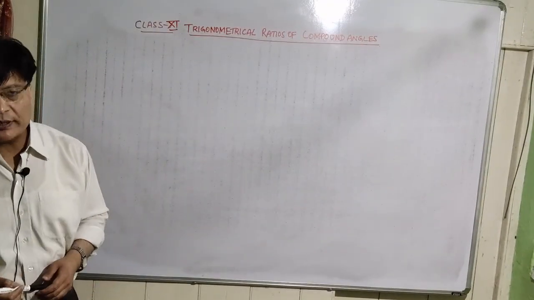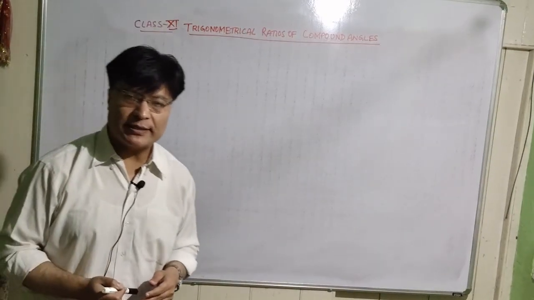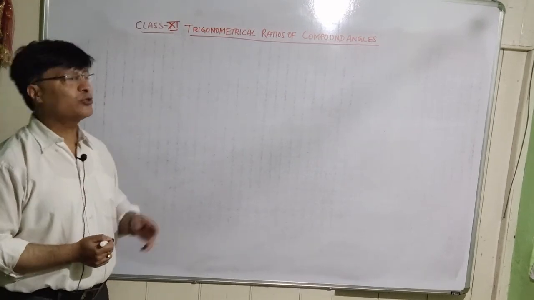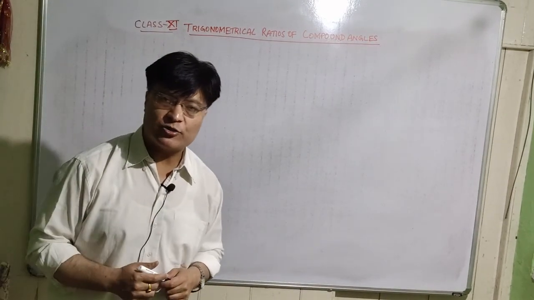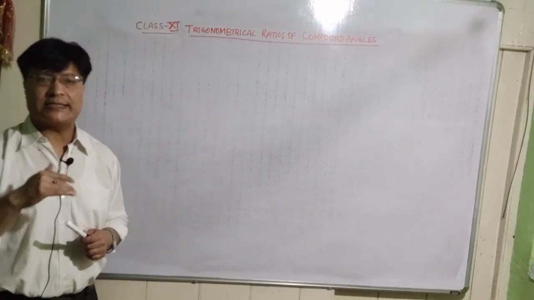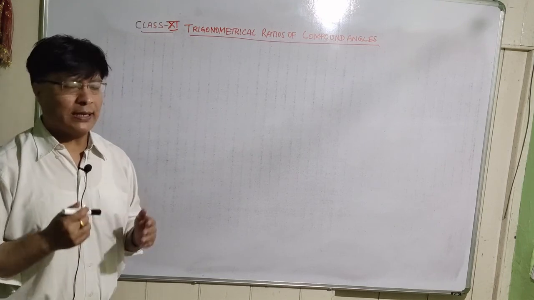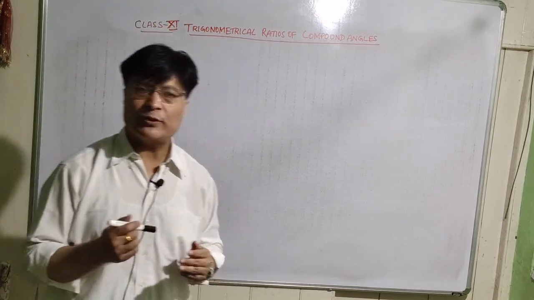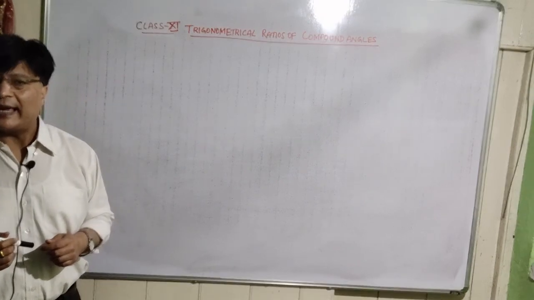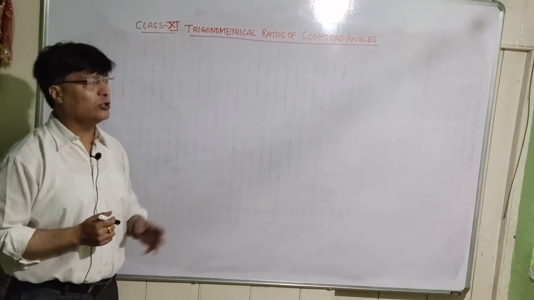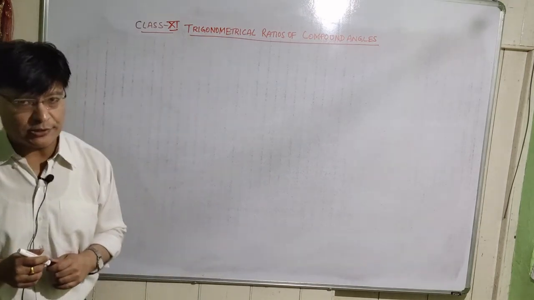So now I am doing class for class 11. Today's topic is a new topic, that is trigonometrical ratios of compound angles. In the last online class we finished trigonometrical ratios of associated angles. I think you have understood that chapter, and I think you have revised all the problems that we did so far in that chapter. So now today we will do the new topic, trigonometrical ratios of compound angles.